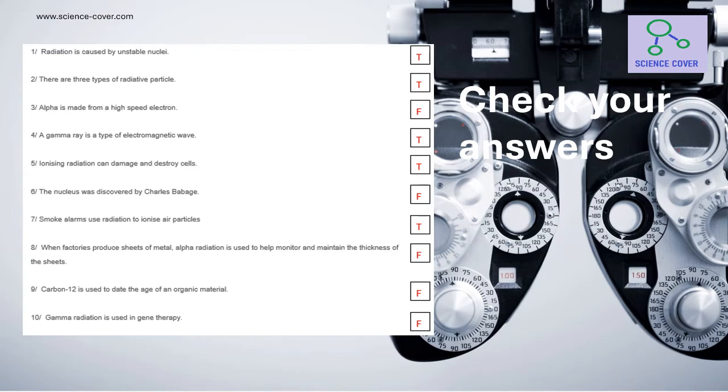Ionizing radiation can damage and destroy cells. That is true. The nucleus was discovered by Charles Babbage. That is false. It was Ernst Rutherford. Smoke alarms use radiation to ionize air particles. That is true.